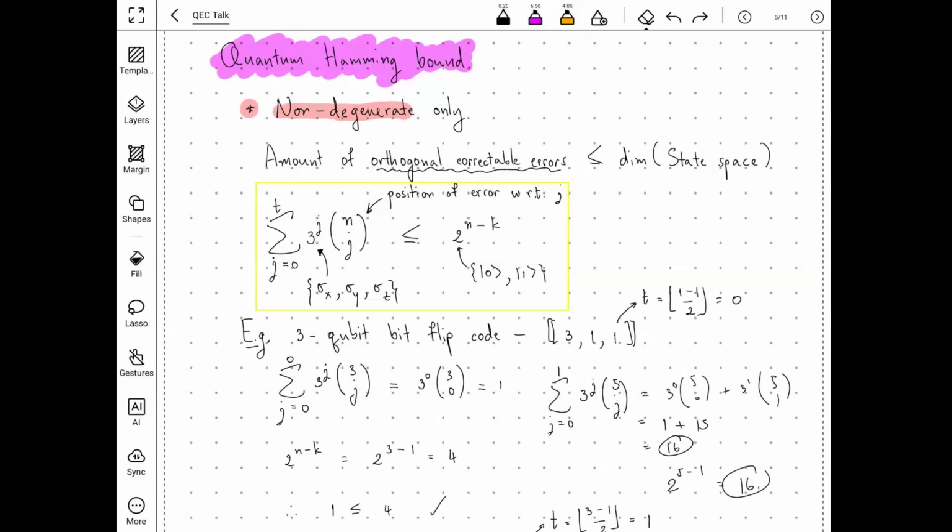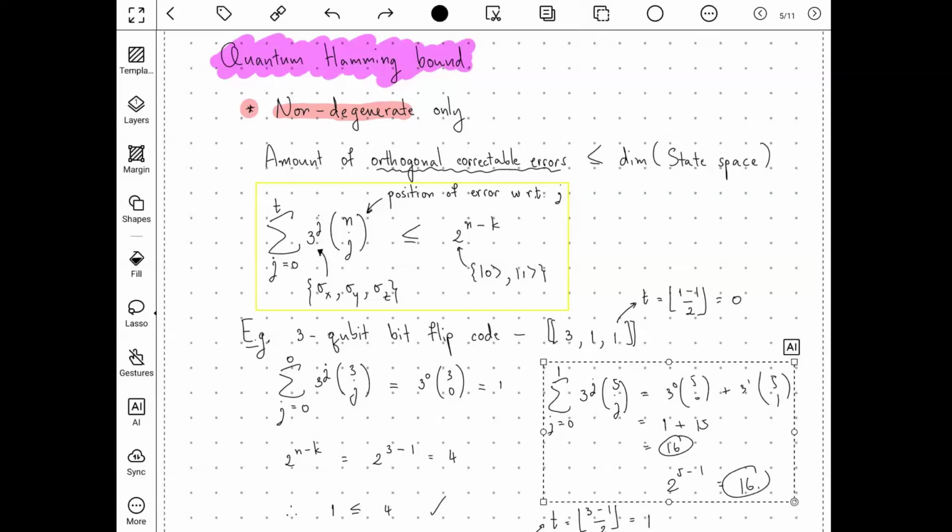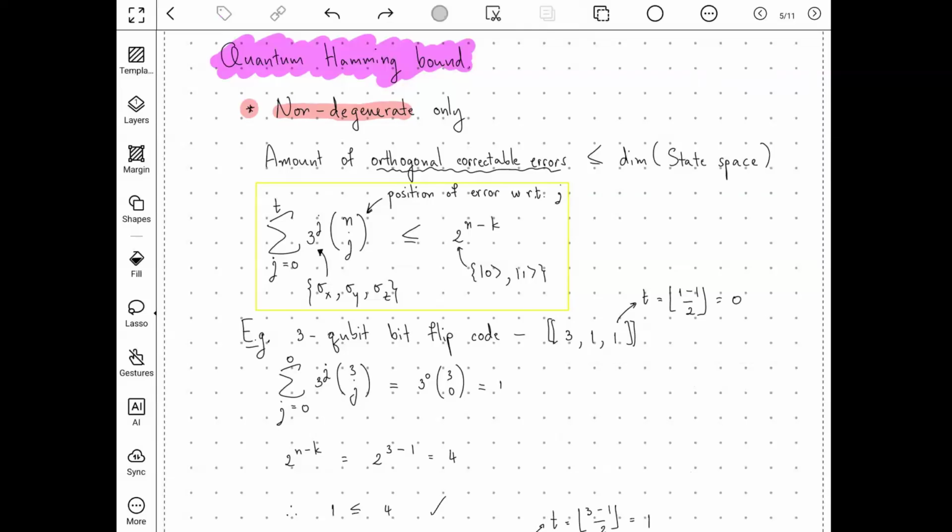I can't think of that word, saturate. Yes, it saturates the bound, right? And you can have something like a 7-qubit code. What is the special thing about the 5-qubit code now?